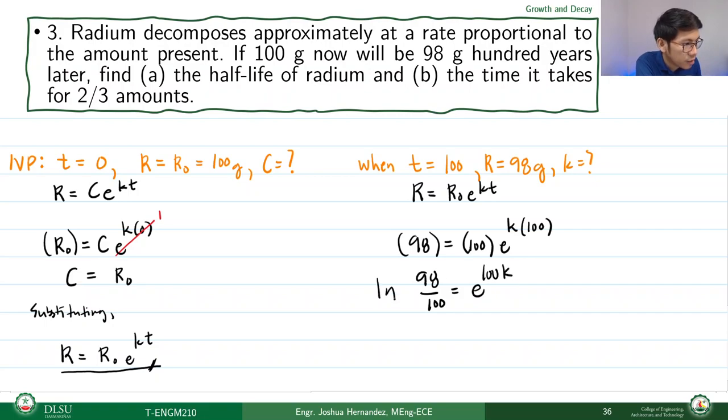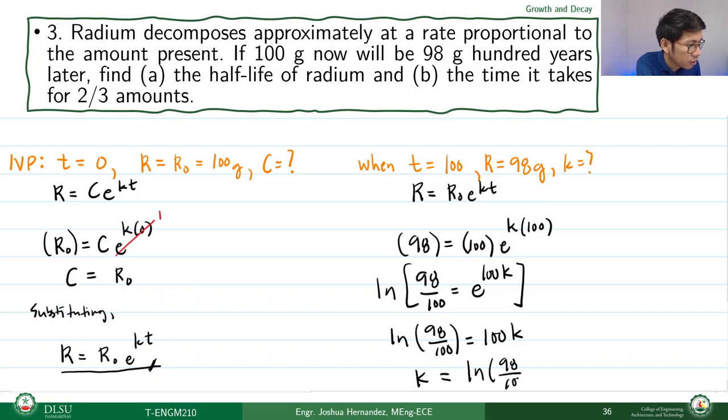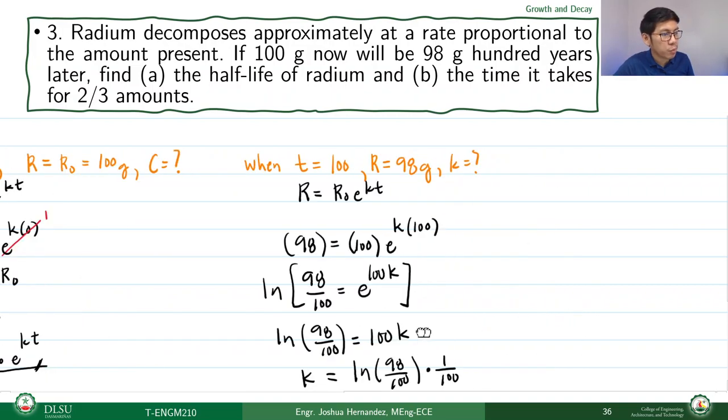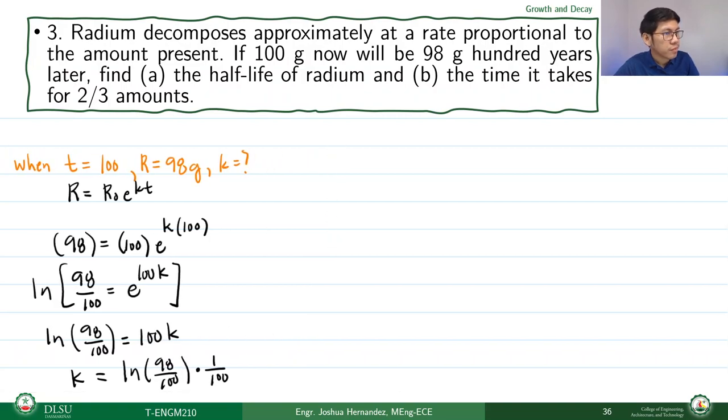If we ln both sides, kakaroon tayo ng ln 98 over 100 equals 100 k. Therefore, k is equal to ln 98 over 100 multiplied by 1 over 100. Yeah. Now we can proceed to our solution. Sinarap na natin si C, nahanap na natin si K.